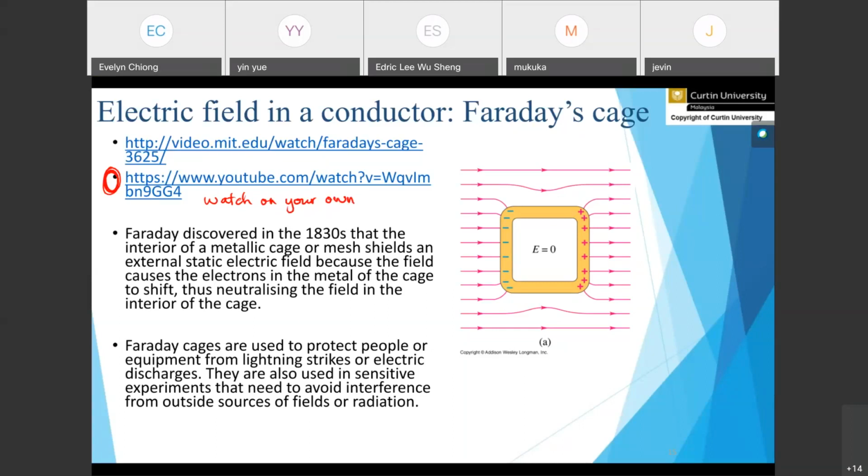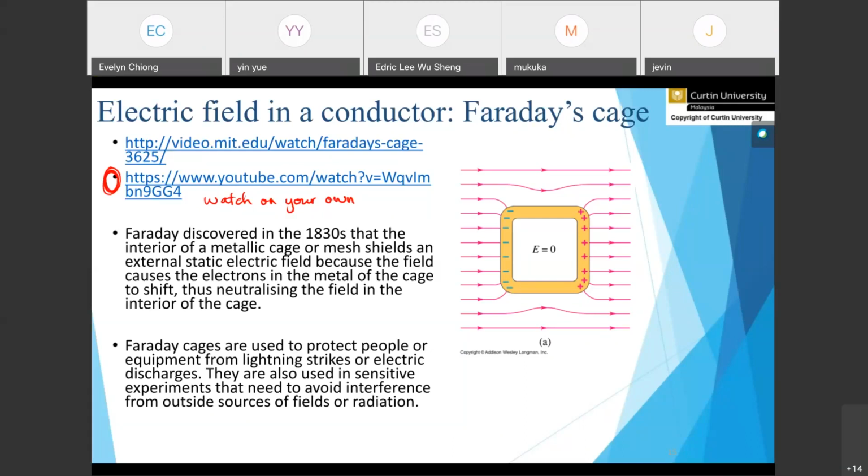It actually did an experiment by putting somebody inside the cage, and then you notice that the electricity doesn't go to the person inside the cage. But when there is no cage, then the person will feel the electric field. So I want you guys to watch it on your own. This was actually discovered by Faraday in the 1830s: the interior of a metallic cage, metal normally being a good conductor, or metallic mesh shields, the external static electric field, it doesn't go in.